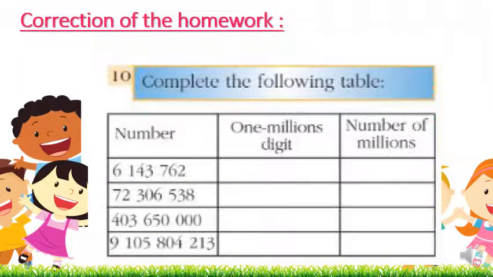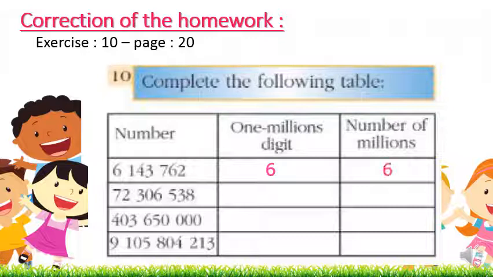So let's start correcting the homework, starting with exercise 10, page 20. Complete the following table. We have to find the 1 millionth digit and the number of millions. We said that the digit is one number, while the number consists of many digits. The first one, the 1 millionth digit, is 6. The number of millions, we don't have another digit, it's also 6.